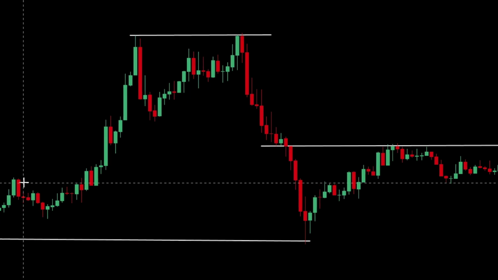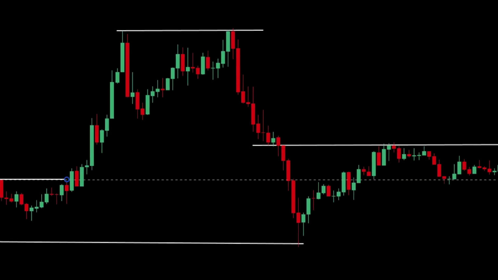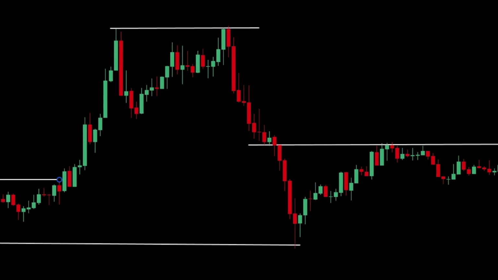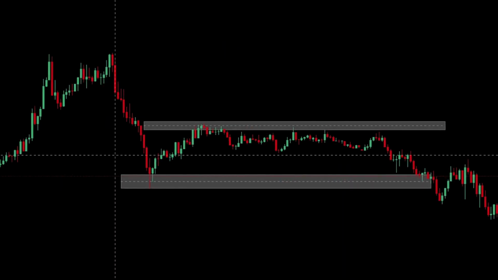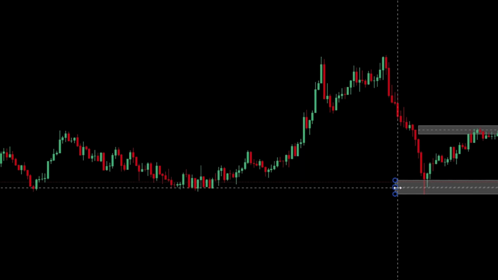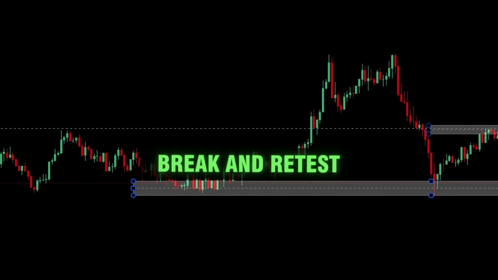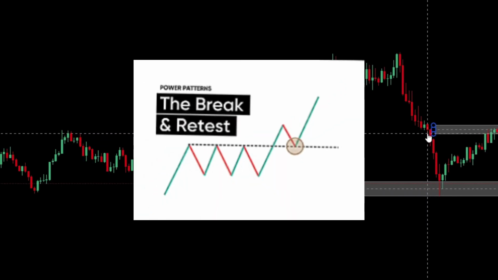Next, we have weak area of interest. A weak area of interest is something that has under 3 rejections from that area, which is not an ideal area, because there's not much data indicating that once price gets there, it's going to have a strong rejection in your favor with your trade.